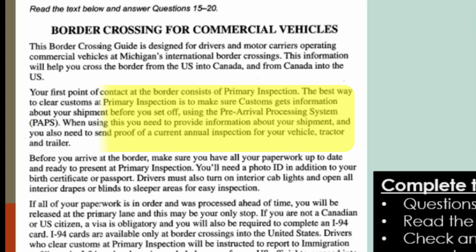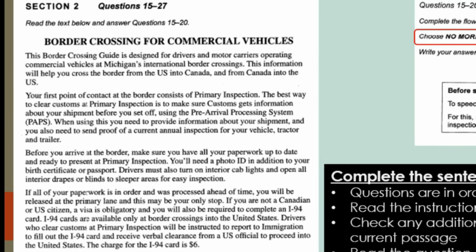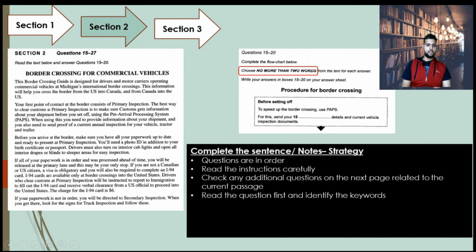After that, they have given information about your shipment, and you also need to send a proof of annual inspection. Over here, the annual inspection is there, but your answer is already here because of using the pre-arrival processing system, and your shipment details need to be given over here. So just understand what I'm saying. Yes, skim the passage. That's how I have skimmed. I just looked for PAPS, and where is PAPS? PAPS is here. Then I should directly jump into the second section. I'll not go through the first section. It is irrelevant. In the second section, I've just highlighted PAPS, and anything coming before and after will have the answer for this question.